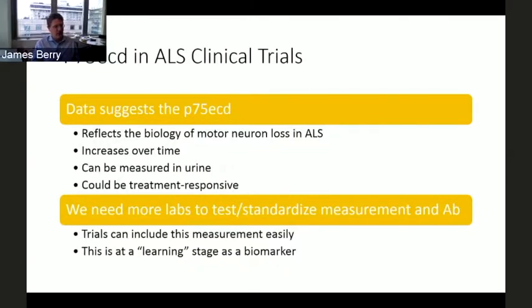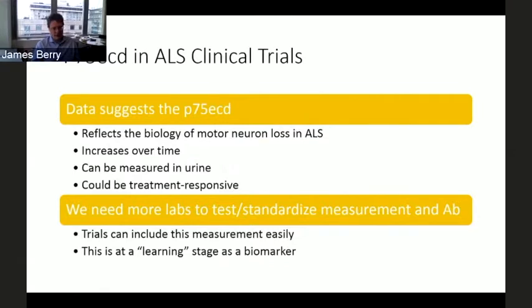Data suggests so far that it does reflect biology of motor neurons and loss in ALS, that it increases over time, at least in the hands of these labs, can be measured in urine well, and it is at least theoretically possible that it could be treatment responsive. There is really no data to that end right now, but we need to start exploring that.